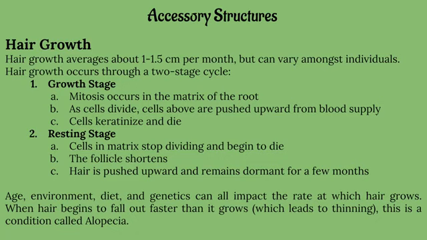The rate at which hair grows can vary, but on average, the hair grows about 1 to 1.5 centimeters per month. The hair grows using a 2-stage cycle. In the growth stage, cells are continuously engaging in cell division upward, away from the supply of blood. This causes the cells to keratinize and die. In the resting stage, the cells in the matrix will stop undergoing mitosis and die off. The hair follicle will shorten and become dormant for anywhere from 1 to 7 months.